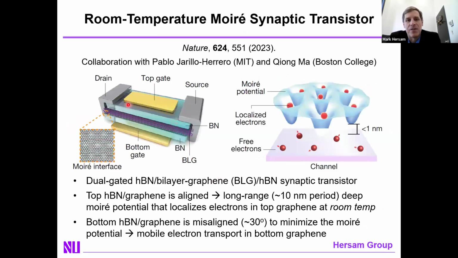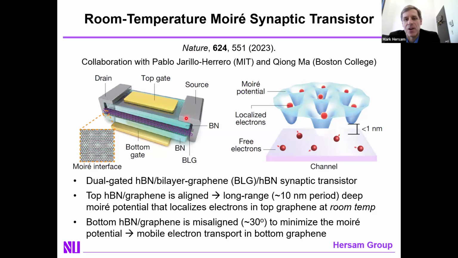The last device I want to introduce is one that's called a Moiré synaptic transistor. This is going to use a different type of physics, so-called Moiré physics. Moiré physics arises when you have two different 2D materials that are lattice mismatched, for example, bilayer graphene and hexagonal boron nitride.